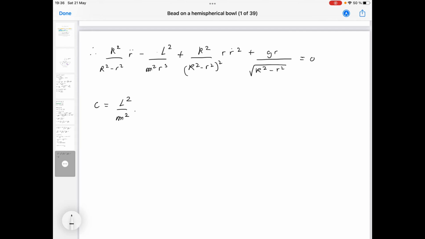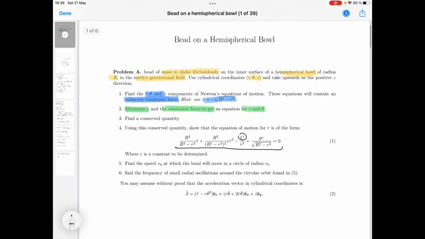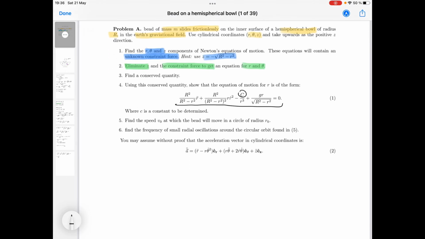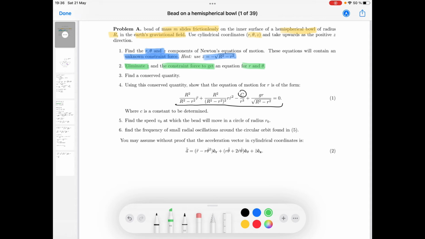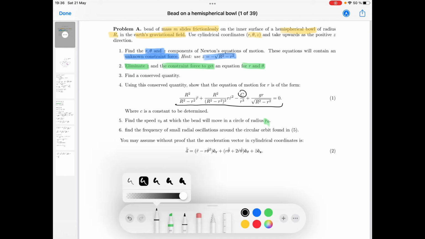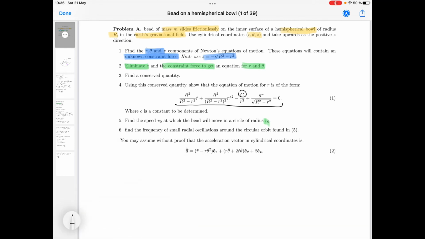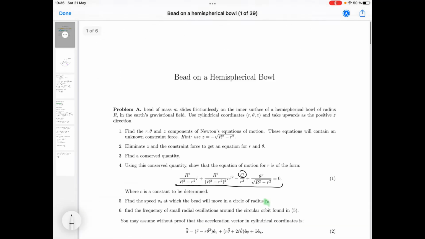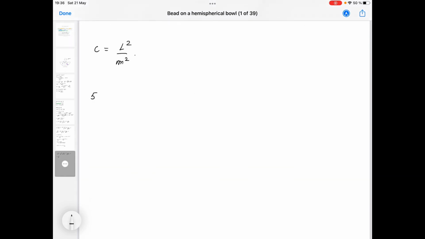So let's look at the next question. In the next question, we want to find the speed v0 at which the bead will move in a circle of radius r0. So if the bead is moving in a circle of radius r0, this is question 5. If r is just r0, then r dot equals r double dot equals 0.